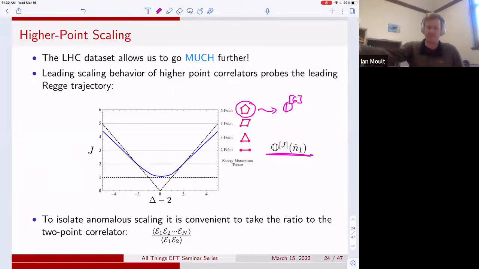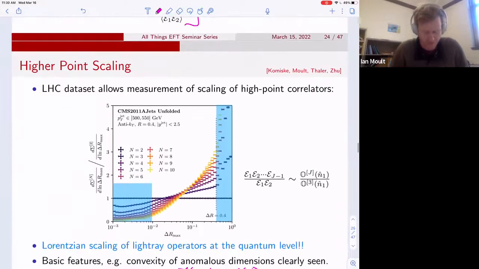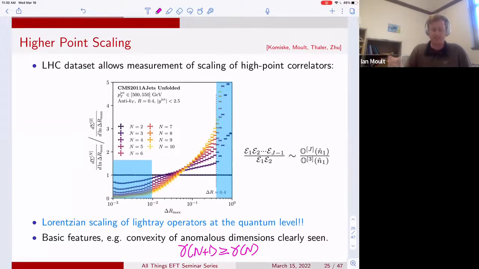And so you can then just study the scaling behavior of an arbitrarily complicated correlator. And so what I'll show in a second, to isolate this anomalous scaling behavior, it's very convenient to take the ratio to the 2-point correlator. So one can study this particular ratio shown here of the scaling behavior of an n-point correlator over a 2-point correlator. And so remarkably in the LHC data set, one can just do this all the way up. So we've done it so far up to 10-point correlators. So this is quite remarkable that this is possible.